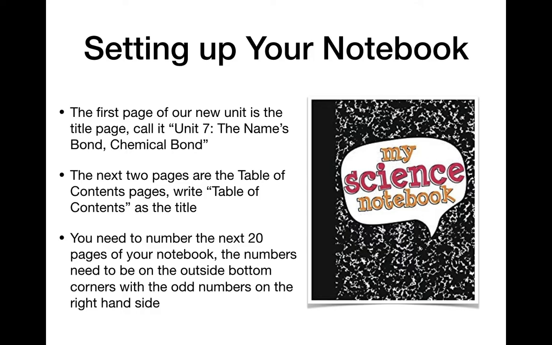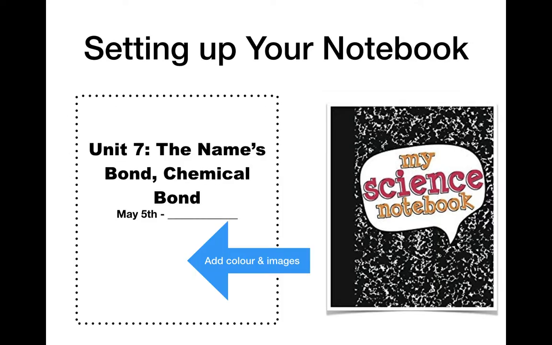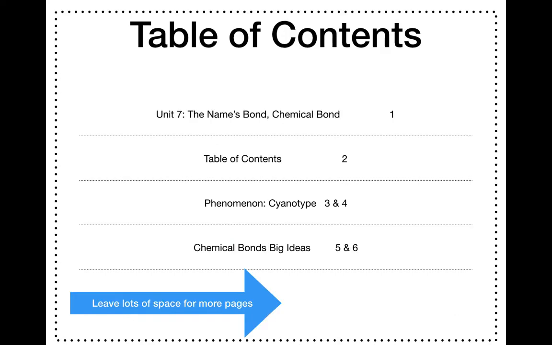And then we have table of contents page, of course, and to number the pages of your notebook like we always do every unit. You guys should be pretty familiar with this whole process now. So here's your unit title page from May 5th until June something when we finish. Table of contents, we have our title, our unit title page, we have a table of contents page, our phenomenon is cyanotype, and the chemical bonds, big ideas.